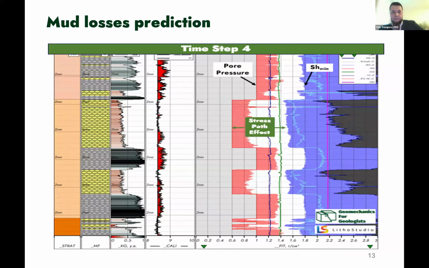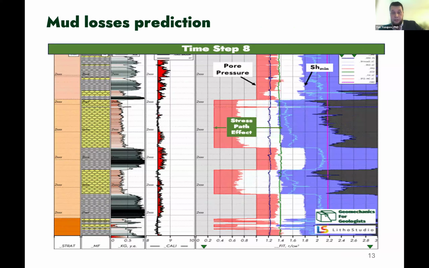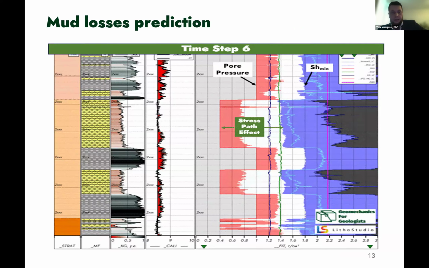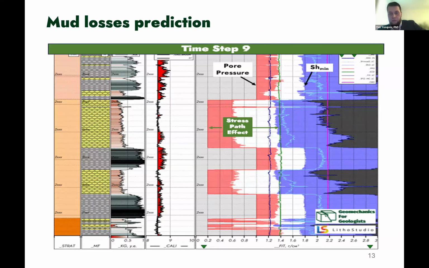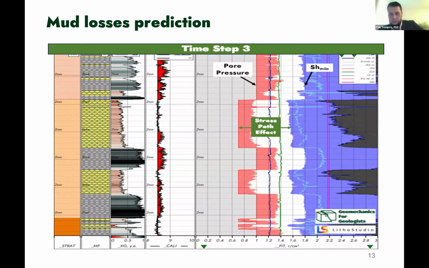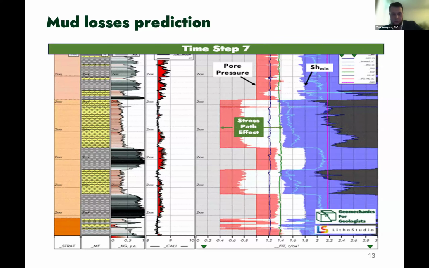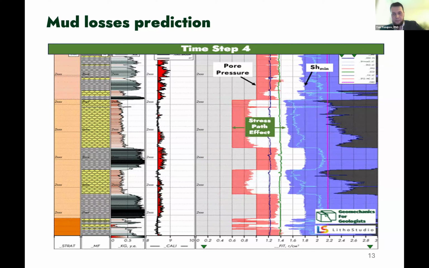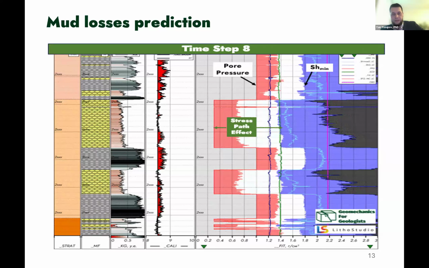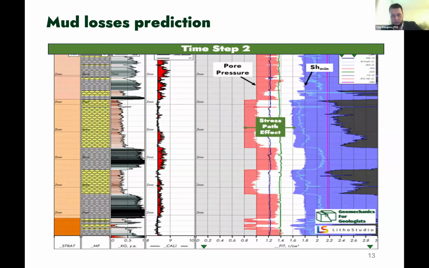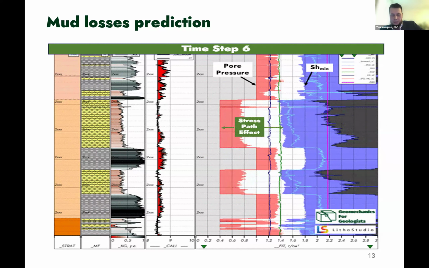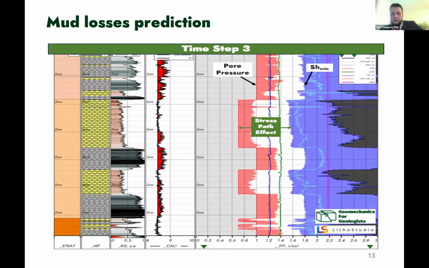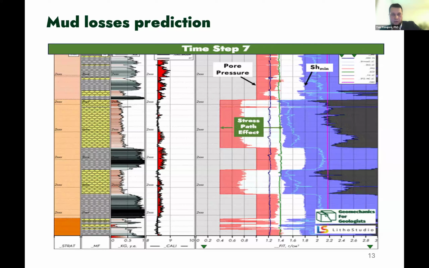And the next task is mud losses prediction. This is vice versa to abnormal high pore pressure, and losses prediction can be associated with two factors. The first factor is faults, and crossing of faults during drilling can lead to mud losses. Also, this is the stress path effect. The stress path effect, as you can see on this slide, is associated with decreasing of pore pressure. When pore pressure is decreasing, SH min decreases too. So in the depleted formation, we can see mud losses.